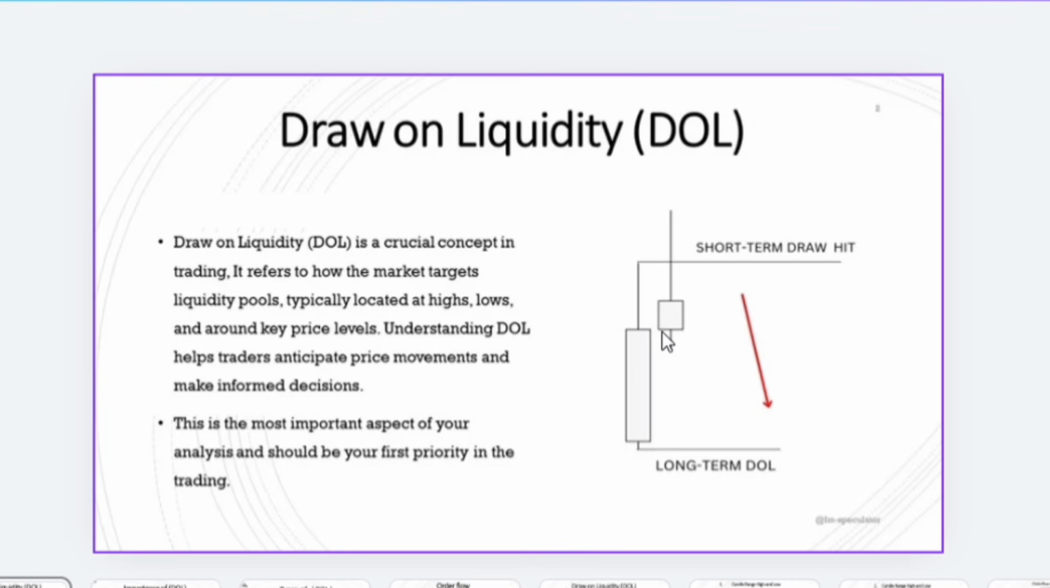Now this was where price opened in this particular place. Calculate the distance from here to here and the distance from here to here. Which one is longer and which one is shorter? You can see this is the shorter one and this is the longer one. So therefore, this is our short draw on liquidity and this is our long draw on liquidity.